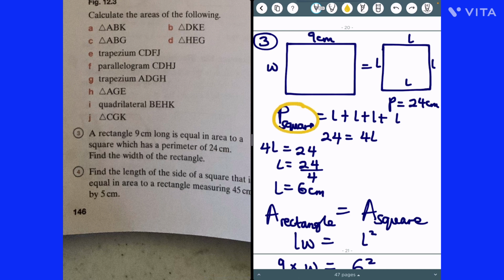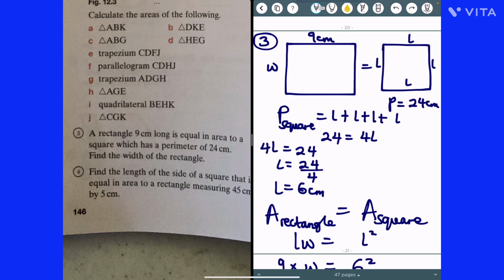Perimeter of a square is length plus length plus length plus length. You understand what I'm saying here? L plus L plus L plus L. So if you add all 4 lengths, which is 4L, you will get 24. That's what the perimeter being 24 means. So 4L is 24, L is what? 6 centimeters. That means the length of this square is 6, 6, 6, 6.